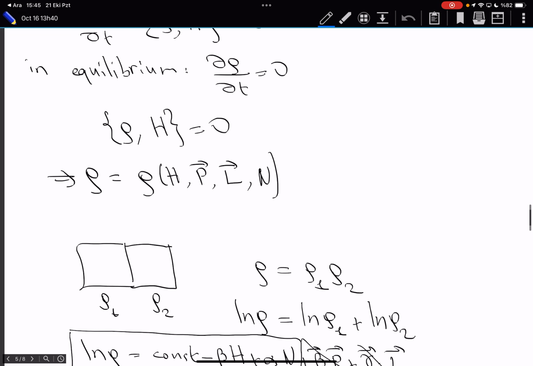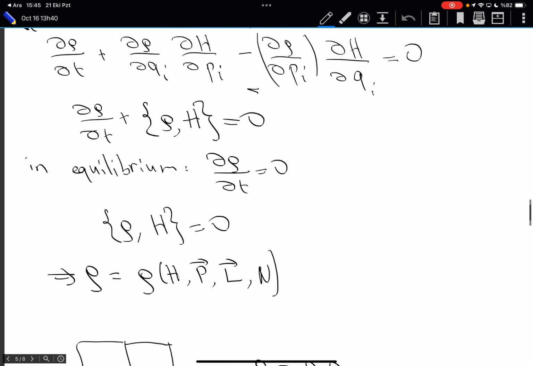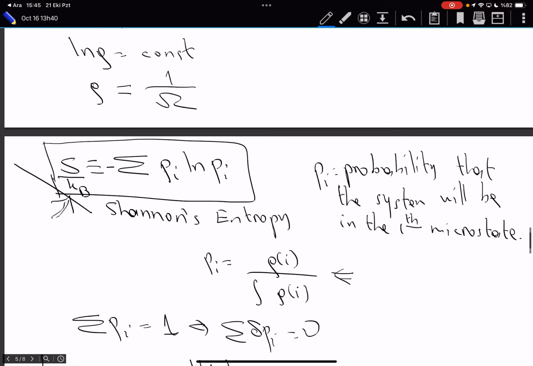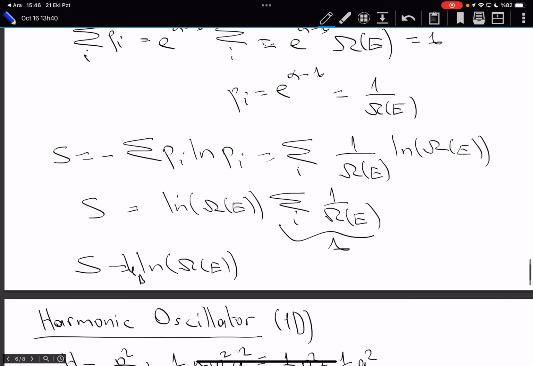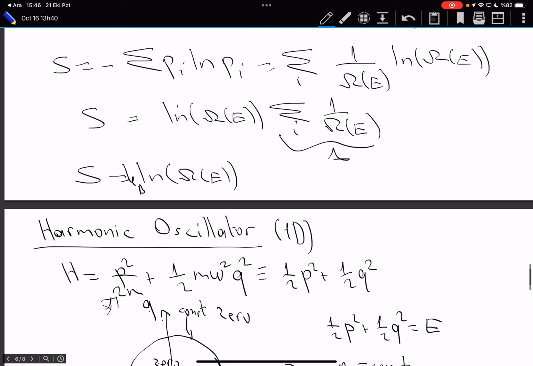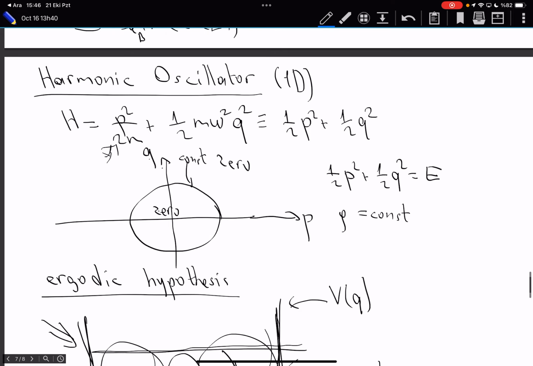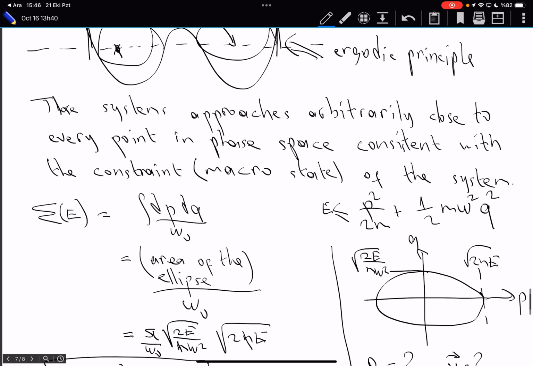But in the ensemble theory, there's the Liouville theorem, which basically states that the density of the ensemble in phase space is some conserved quantity. And then we went back to the microcanonical ensemble. We minimized the entropy. We will come back to this entropy point also in the canonical ensemble. And as another example, we also looked at the harmonic oscillator.